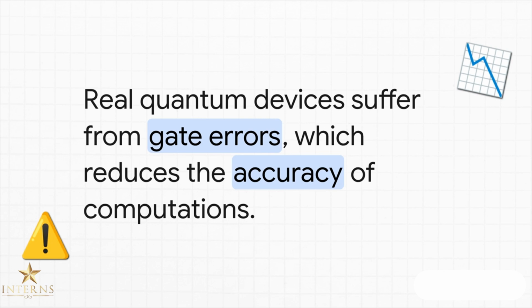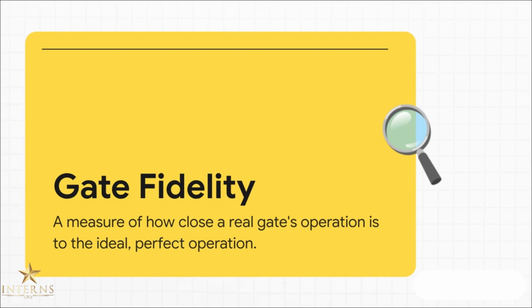This means that when you try to perform a perfect X-gate flip, it might not flip perfectly. It might be off by a tiny fraction. And these little gate errors, they add up, and they can completely wreck your calculation. And this brings us to a term you will hear constantly in this industry, gate fidelity. It's the key metric. It's basically a score from 0 to 100% that tells you how close your real physical gate comes to the ideal, perfect version from the textbook.